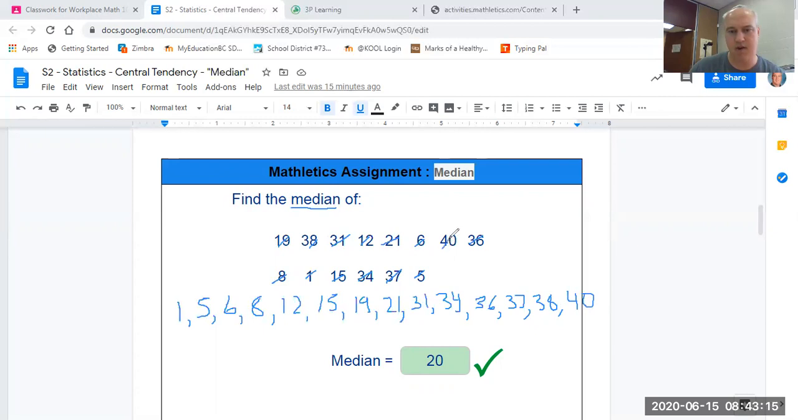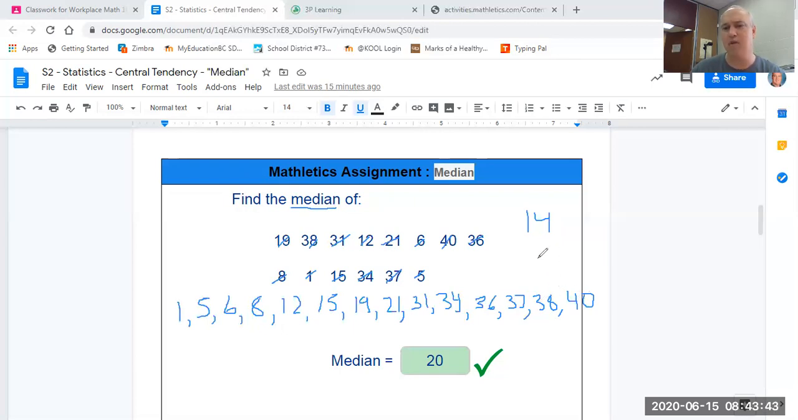And just as a way of double checking, what I can do is count up how many numbers I have. So I've got 1, 2, 3, 4, 5, 6, 7, 8, 9, 10, 11, 12, 13, 14 numbers. So if I have 14 numbers here, then I should have 14 numbers in this list too. So 1, 2, 3, 4, 5, 6, 7, 8, 9, 10, 11, 12, 13, 14. So I have 14 numbers here.